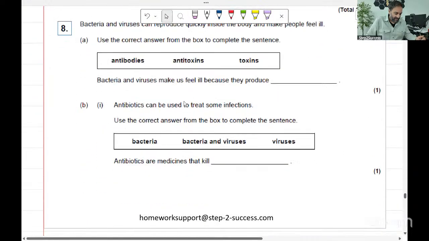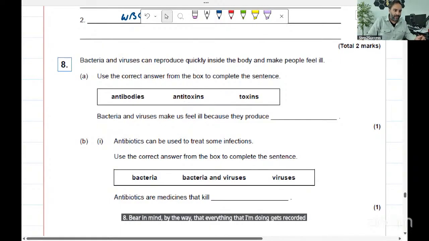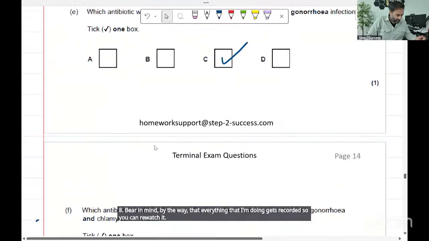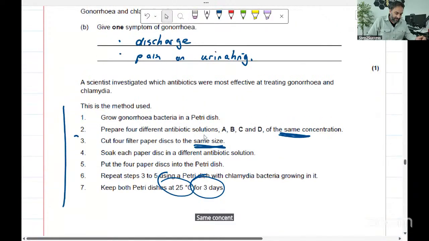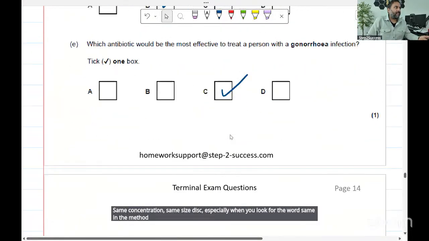And eight. Bear in mind, by the way, that everything that I'm doing gets recorded, so you can re-watch it. 6C was same concentration, same size disc. It's basically where you look for the word same in the method, and you'll get the answers.